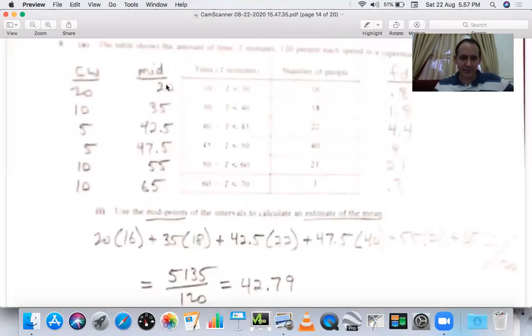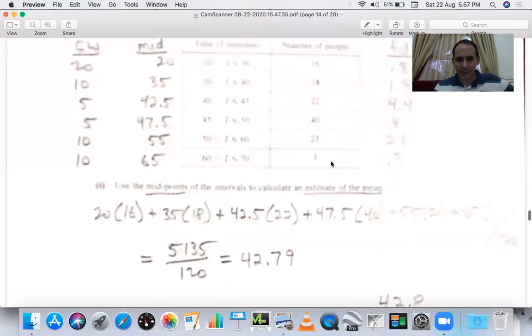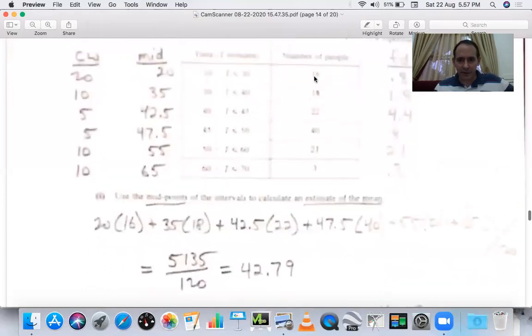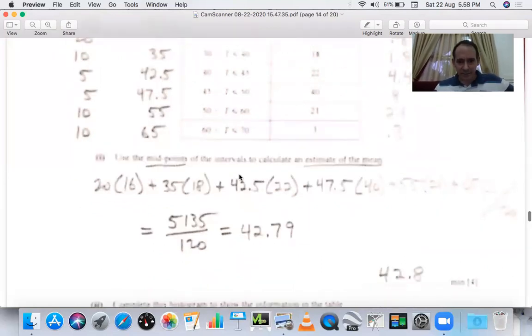30 plus 10 is 40, divide by 2 is 20. 40 plus 30 is 70, divide by 2 is 35. Just do that and you'll get, here's the midpoint. So what you want to do is multiply the frequency, which is this column right here, times the midpoint. So that will give you 16 times the 20 plus the 18 times the 35. And you go through frequency times midpoint all the way through and then add all that up first. I should have put it in brackets to make it more technically correct. And you get 5,135. All of that divided by 120. This is a 120 here.